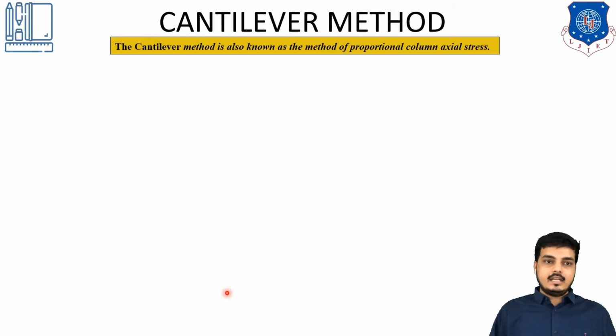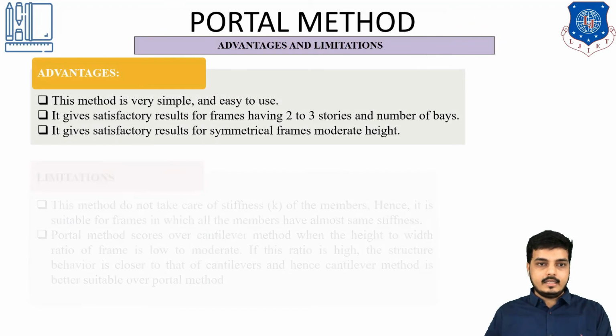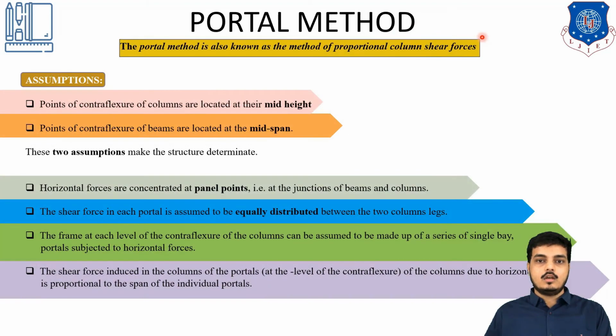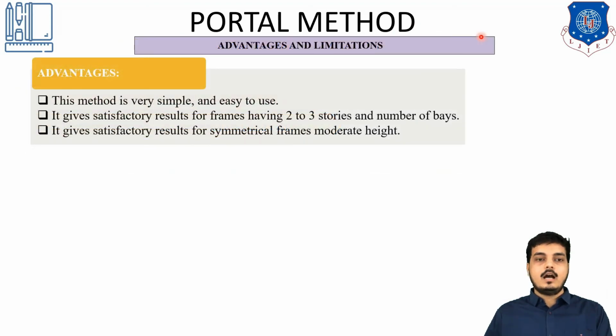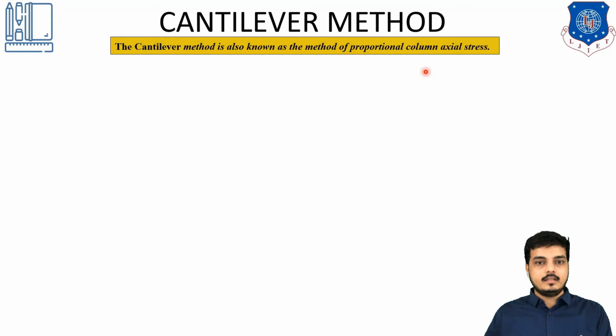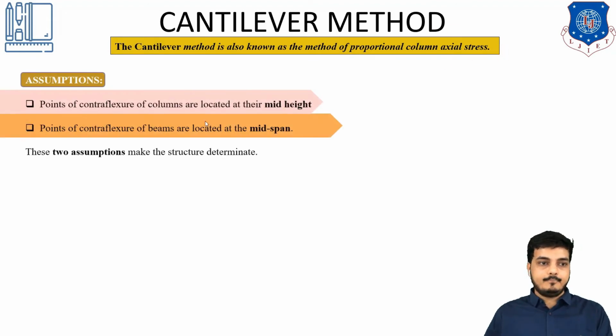Now, the second method is the cantilever method. It is much more similar to the portal method. Some changes are there. In the cantilever method, we will be taking axial stress. Now, what was there in the portal method? It was column shear force. Now, here in the cantilever method, it is axial stress. So this is the difference.